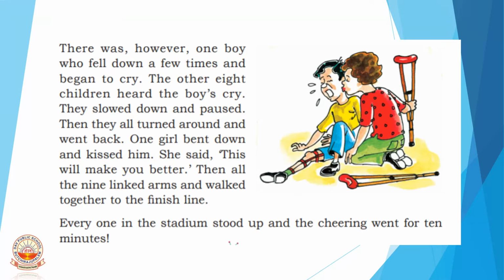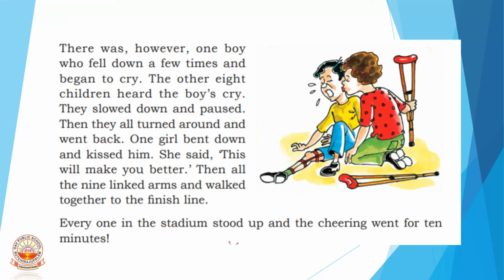One girl bent down and kissed him. So, out of those 8 members, there was one girl. She bent down and kissed him so that he could feel better. She said, "This will make you better." Then all the nine children linked arms. They caught hold of their arms and walked together to the finish line. That means all of them walked at once to the finishing point. Everyone in the stadium stood up and the cheering went on for 10 minutes. They saw this wonderful sight. That means they did not run for the prize, they just stopped to help their friend.